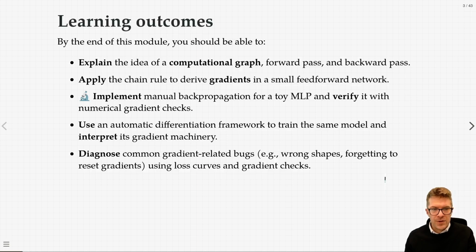You'll be able to use an automatic differentiation framework to train the same model and interpret how its machinery worked in terms of its gradients, and you'll be able to diagnose, or at least identify, some gradient-related bugs, like wrong shapes, forgetting to reset gradients, and so on.